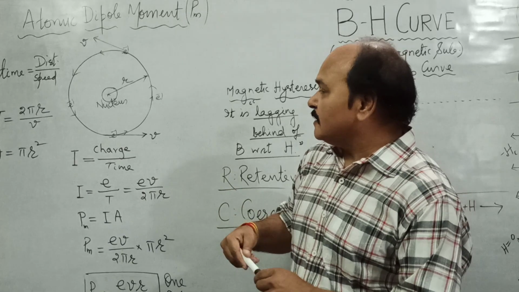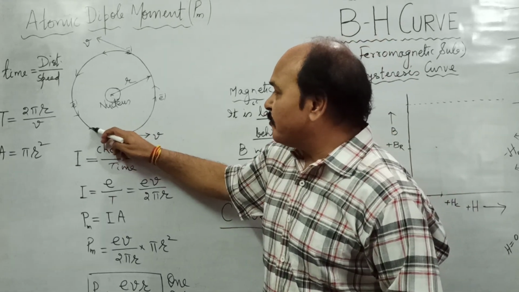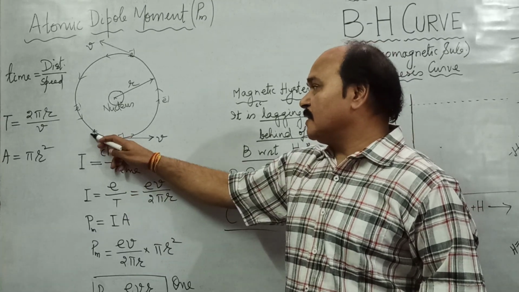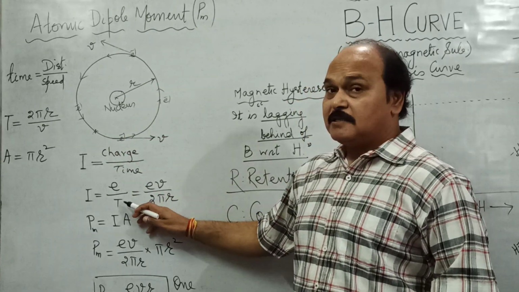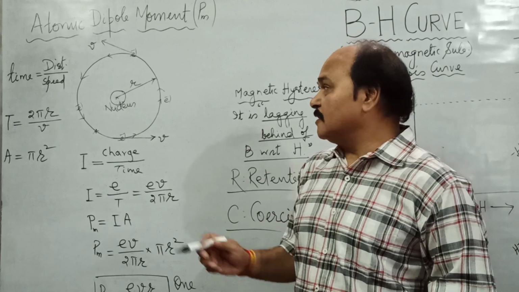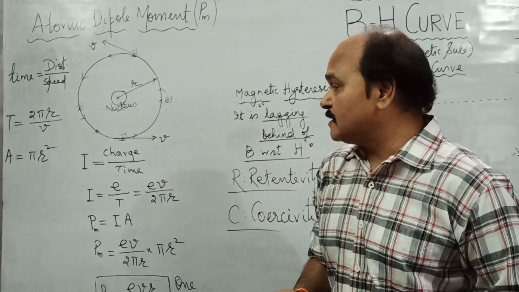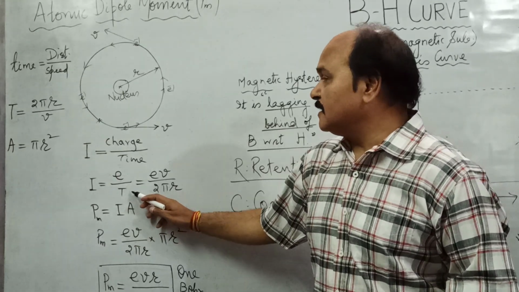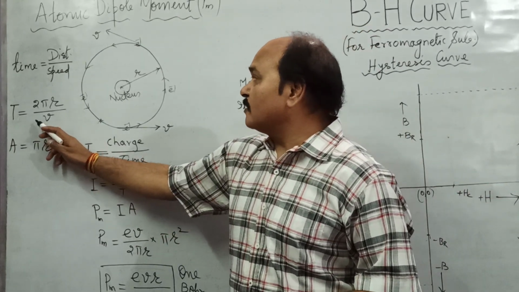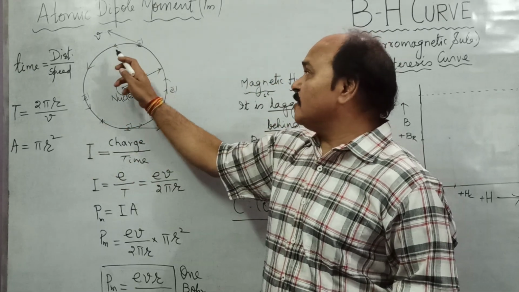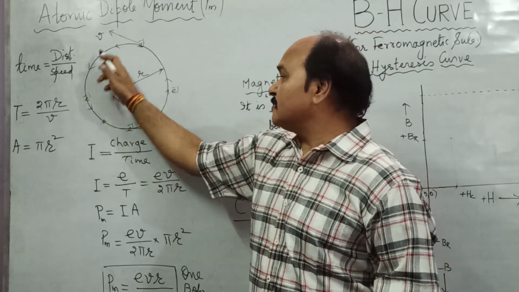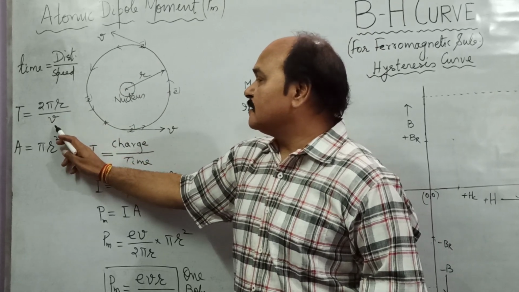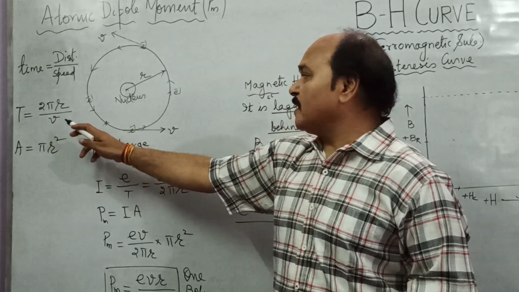Well, if we look at any point over its circumference, we'll find that charge e passes through this point after every time T, where T is the time period of revolution. Therefore, current because of this revolving electron is e by T. What is T? T is the time period, and that is the distance of one complete revolution upon speed. And the distance for one complete revolution is 2 pi r, and speed is v. Therefore, the time period is 2 pi r upon v.